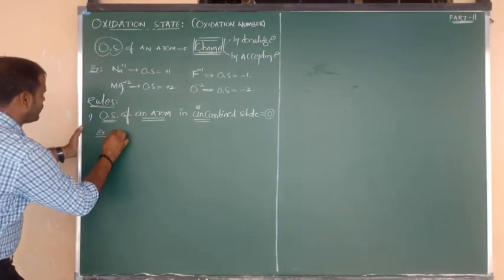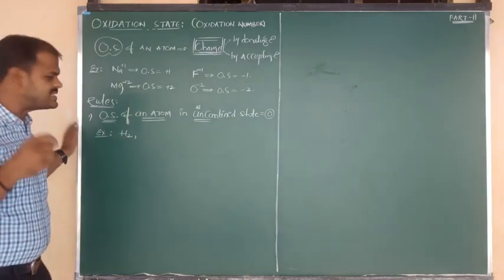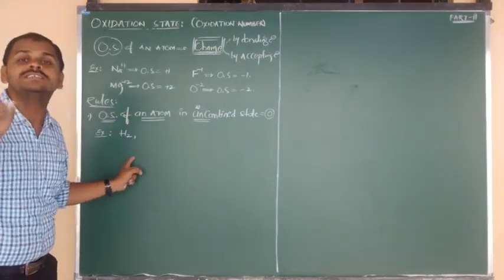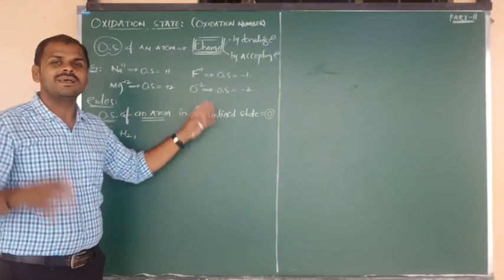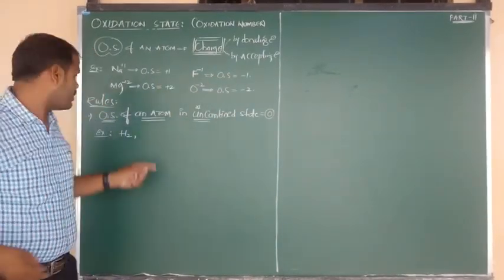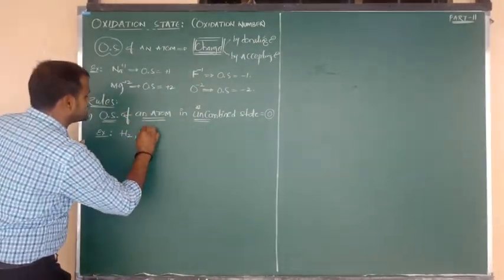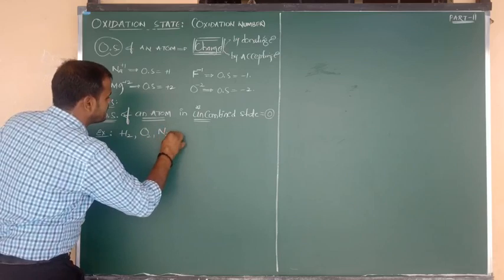The first example I am going to say is hydrogen. What is the oxidation state of H in H2? 0, because H2 is in uncombined, free form. But the H atom is in combined form. H2 is uncombined, free form. Okay? The next one is O2. The next one is N2.